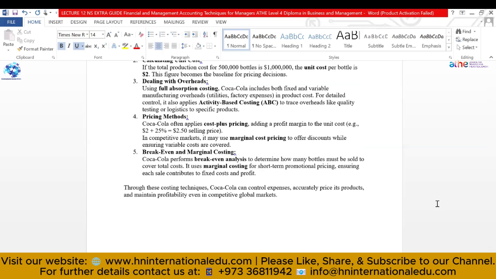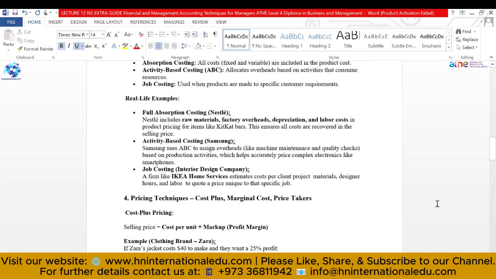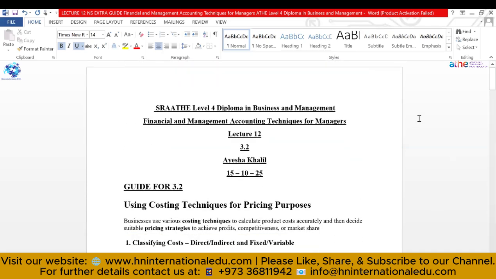So through these costing techniques, Coca-Cola can control expenses, accurately price its products, and maintain profitability even in competitive global markets. So that is it for this lecture, which was the second last one for 3.2.